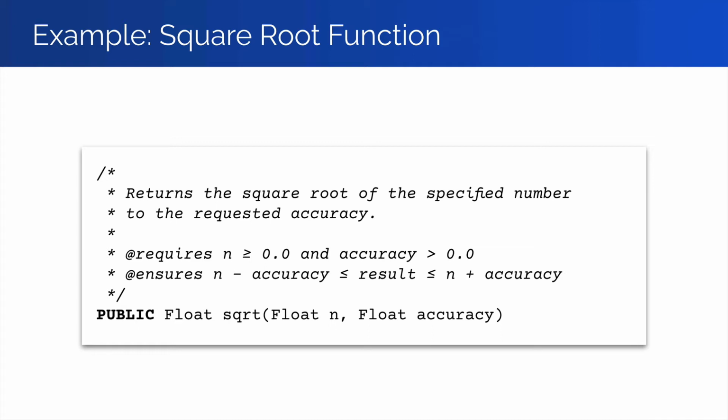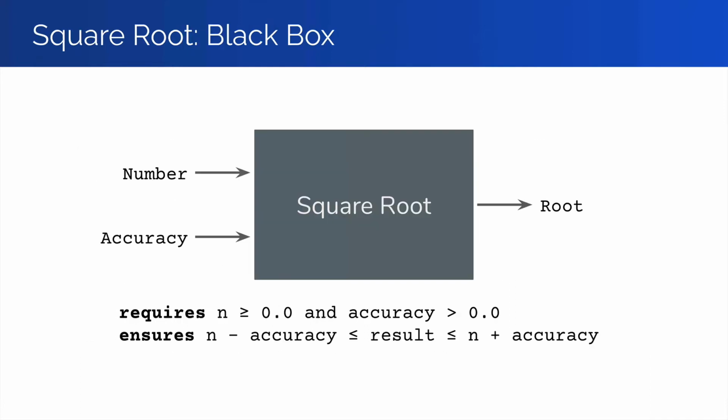Here is a square root method that takes two floats. One is the number you want the square root for, and the other is the accuracy bound on the result. The specification for this function has a precondition that says n must be greater than or equal to 0, and the accuracy must be strictly greater than 0. The postcondition says that the result is between n minus accuracy and n plus accuracy. Since this is black box testing, we're going to ignore the implementation and look only to the specification for our test cases.